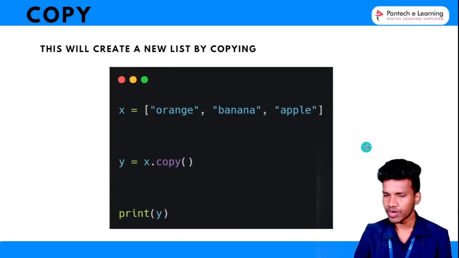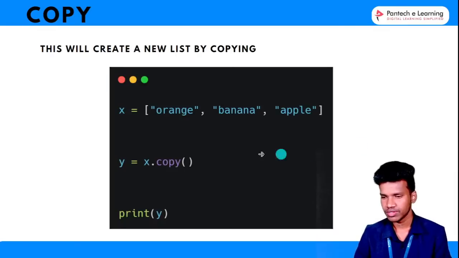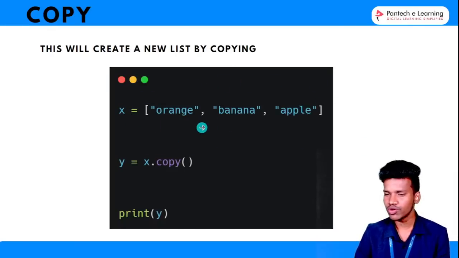So next one is the copy function. Copy is to create a duplicate list of the original list. Based on this original list, we will create another duplicate list, that is called a duplicate list. Using the copy function, we are creating a duplicate list of the same original list.